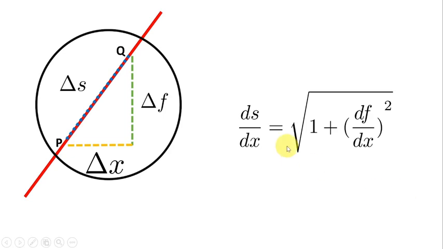Now, our aim is to calculate ds by d theta, which is equal to ds by dx into dx by d theta. So ds by dx, from the previous equation, works out to be the square root of 1 plus (df by dx) whole squared.